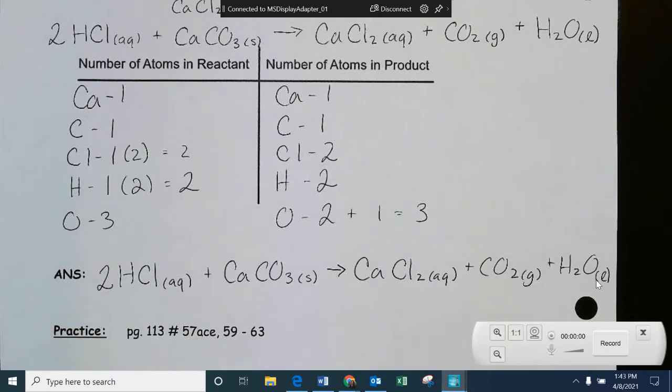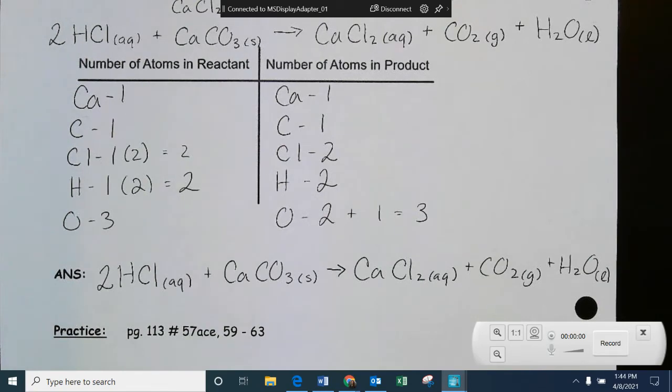Do we all have it balanced? No. Okay. So what we should get here is just a 2 in front of the HCl, and then everything else there's just 1 of, and that balances out our hydrogens and our chlorines, and everything else was already set.